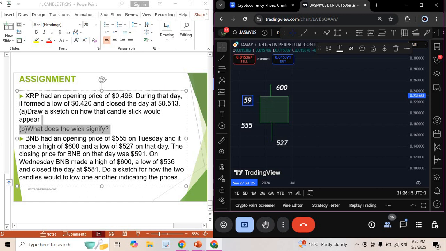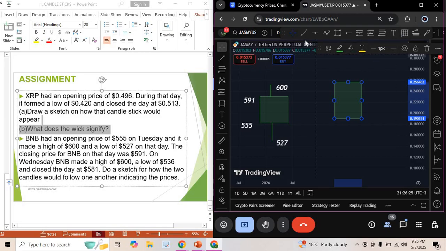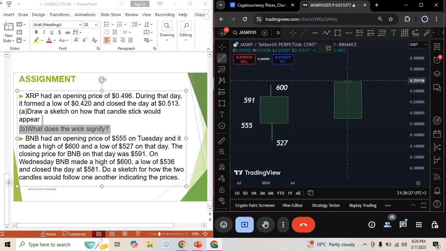So up to that point, we have all gotten that. On Wednesday, let's draw this separately first, it made a high of 600. So what we know is that we have an upper wick of 600. Remember, the highest price is always represented by the upper wick. Then a low of 536, so the lower wick is 536.